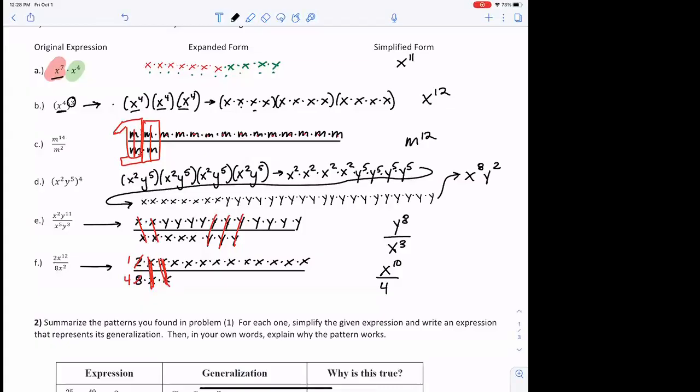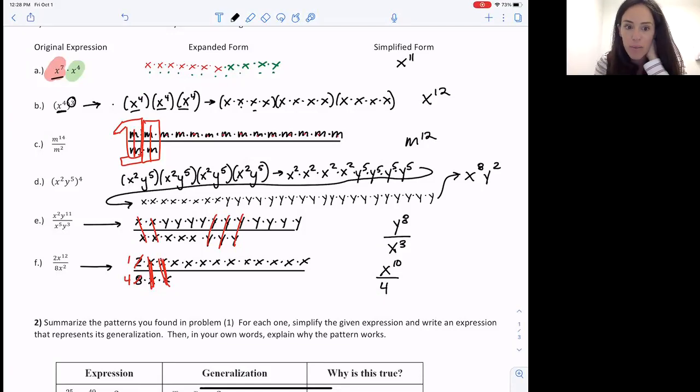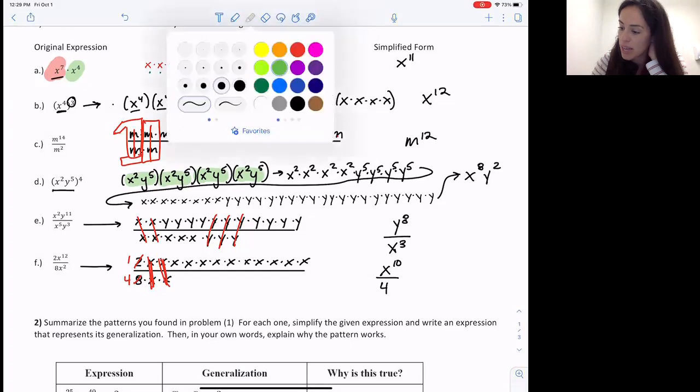Okay, so hopefully you had a moment to try these different problems. And we're going to take a look at them one by one here. So D, I probably expanded it more than you did. And I did that for a reason because I want you to understand what's going on here. So what I did for D, I said I know I'm going to take x squared times y to the fifth and multiply it 4 times. So that's what you can see here. 1, 2, 3, 4. Then I said, well, let me put all the x's together and all the y's together. So we put all the x's.